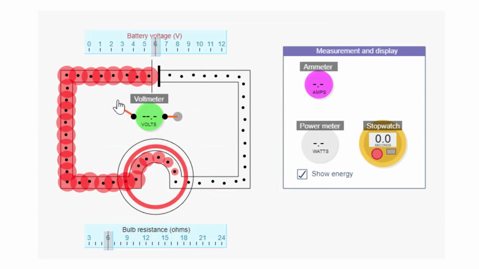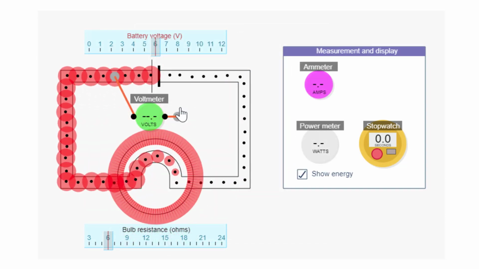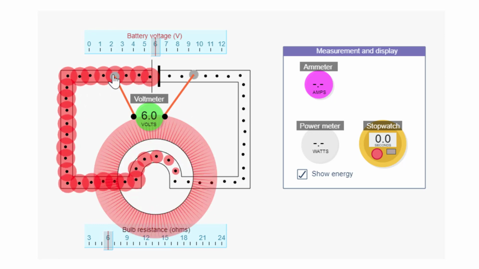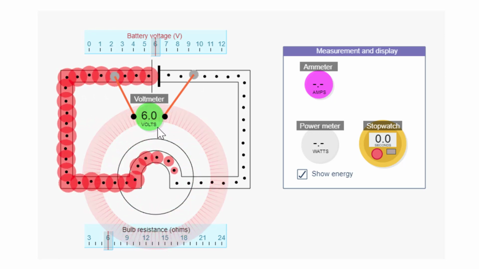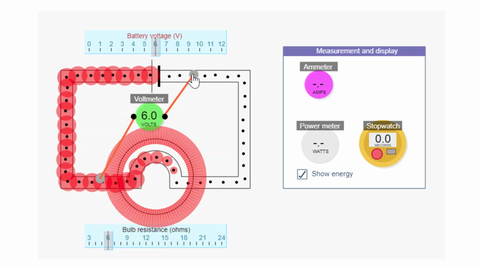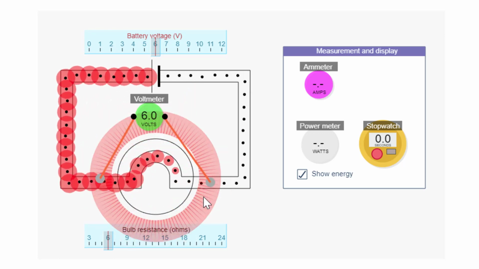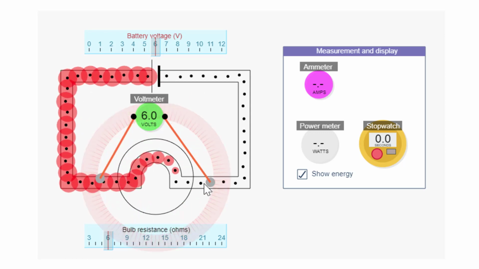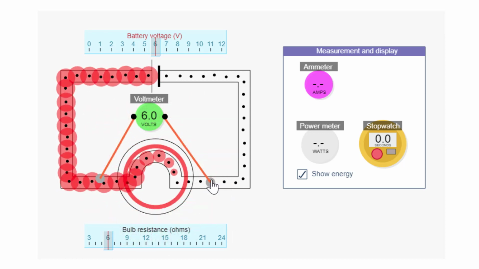So the PD across the battery is 6 volts, the difference between 6 and 0. The PD across the bulb is 6 volts. It's the difference between 6 and 0.